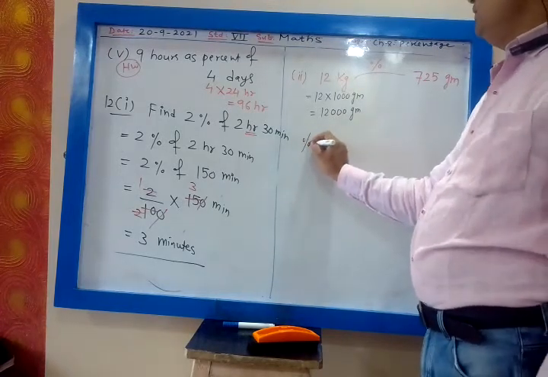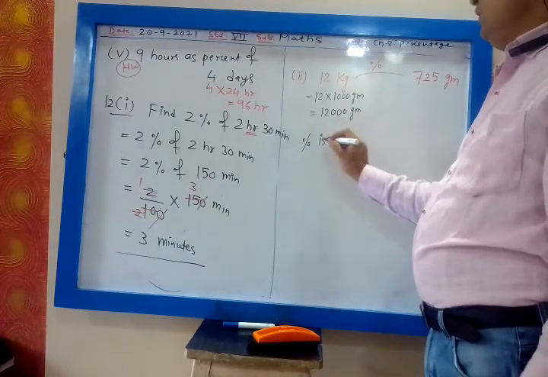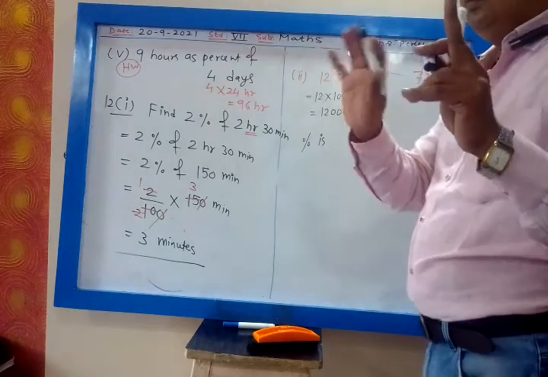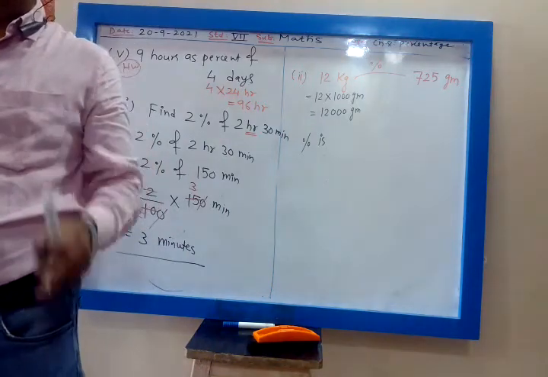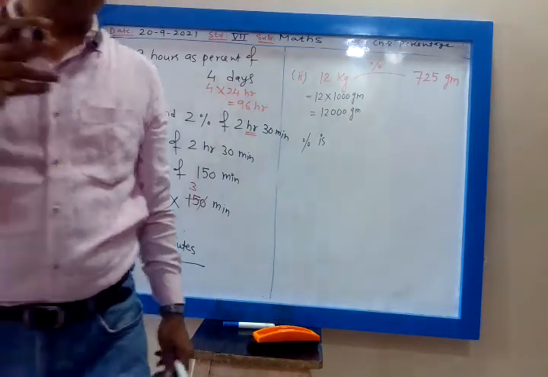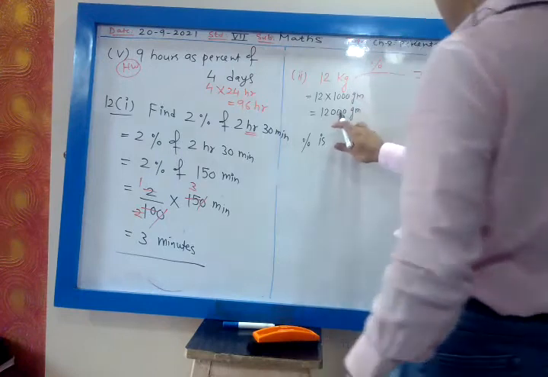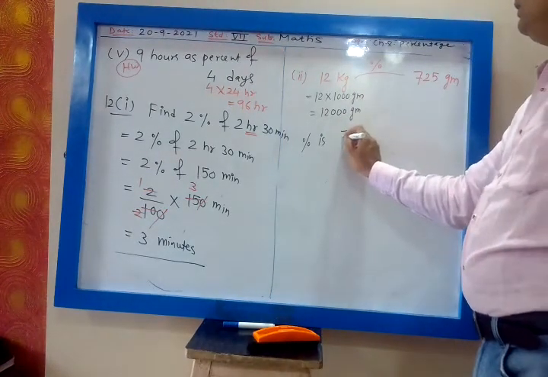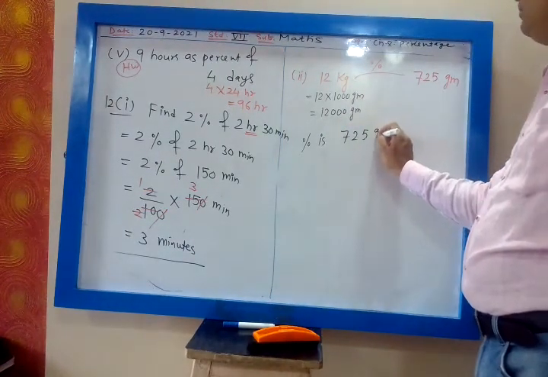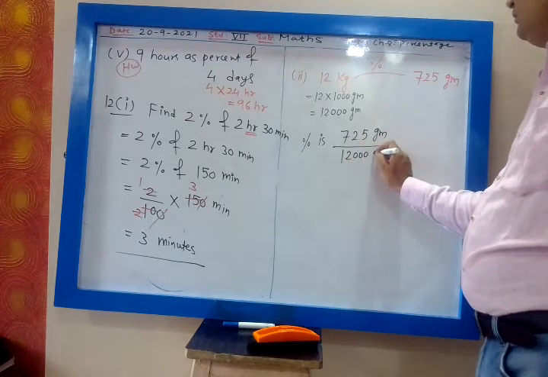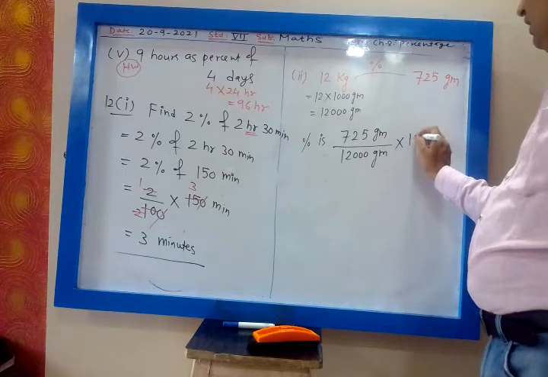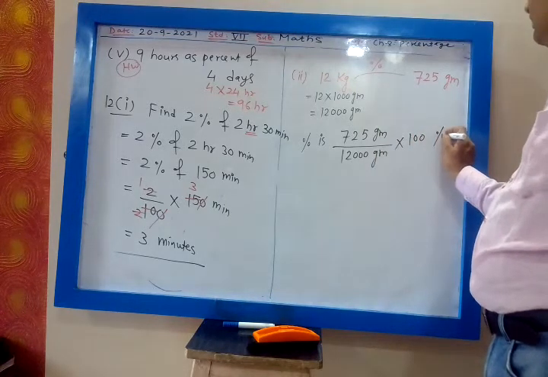Yes. So percentage is not 12,000 upon 725. Smaller unit will be in the numerator. Which is smaller? 725. 725 gram upon 12,000 gram, multiplied by 100%.